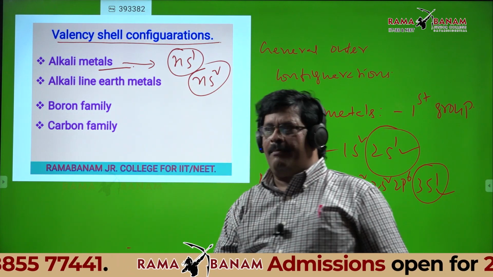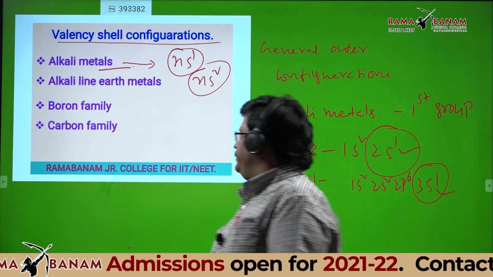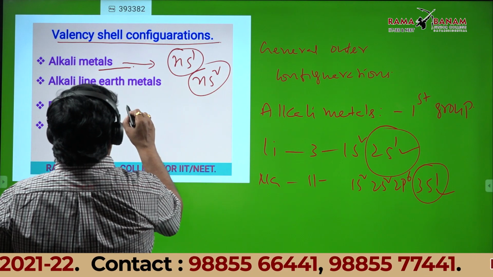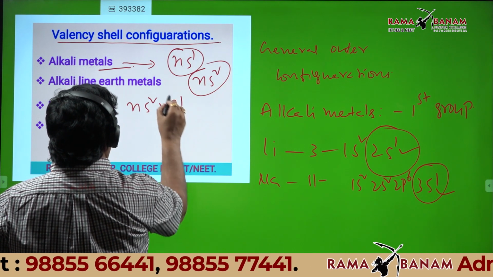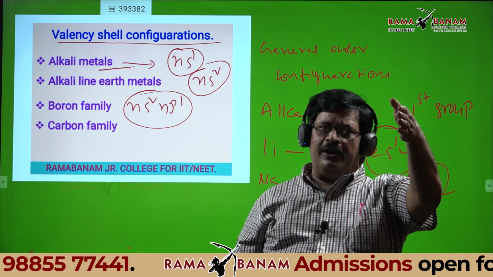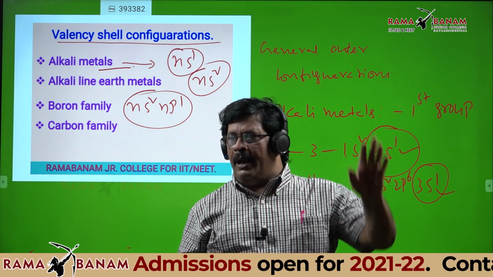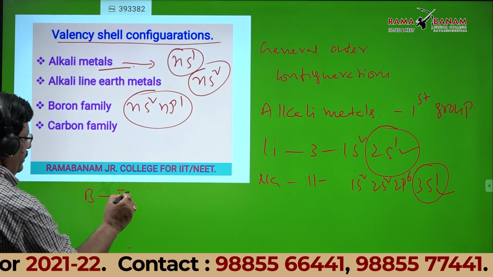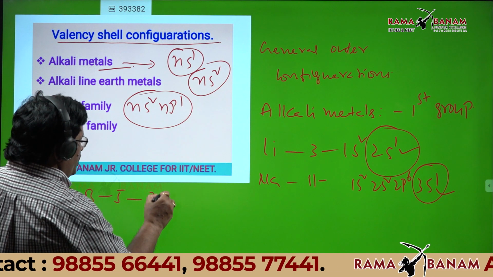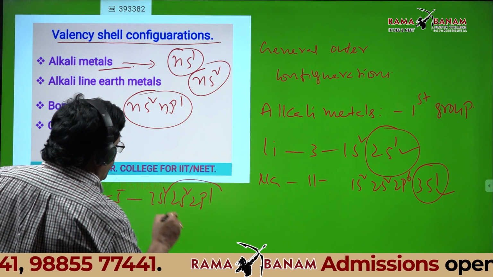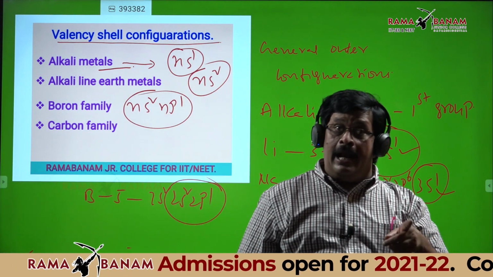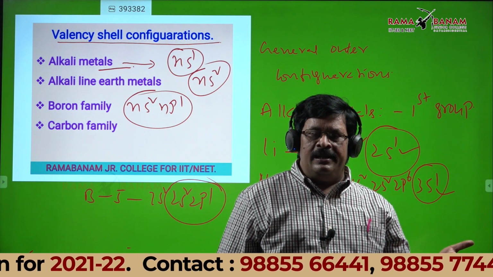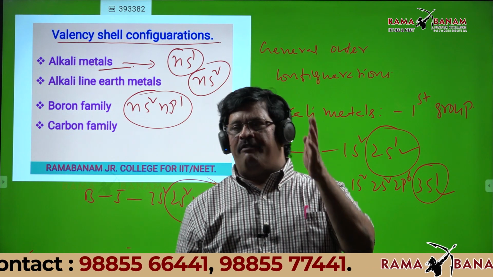Can anyone tell for the boron family? ns2 np1. It's not np1, students. You should tell all the subshells in the outer shell. It is ns2 np1. Is it okay? Right, boron. If you want, write the configuration of boron here. Boron is atomic number 5, 1s2, 2s2, 2p1. So the outer shell, not the outer subshell, you should write all subshells in the valence shell. So it's not np1, it is ns2 np1. Is it okay?